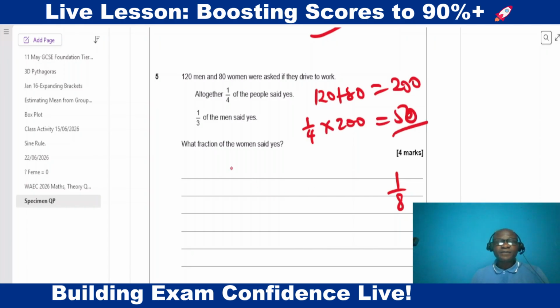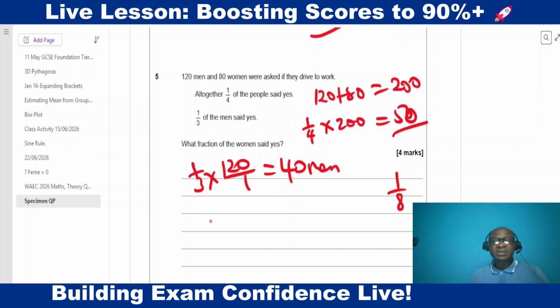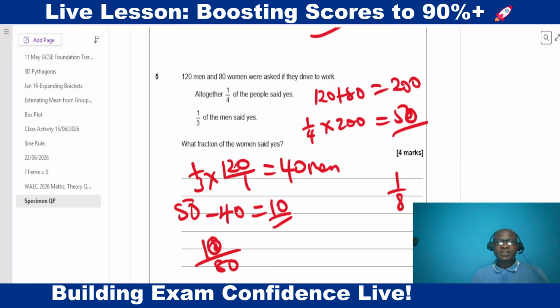One third of men said yes. So that means 40 men said yes. That is one third of 120, right? Okay, 40 men. All right. 40 men said yes, and since 50 people said yes, there's only 10 more possibilities of people saying yes, and that's the women, and there were 80 women. So 10 over 80 is 1 over 8.